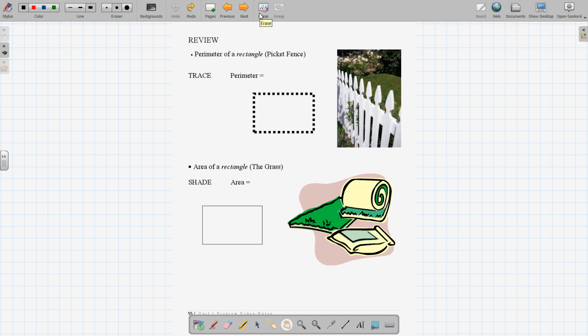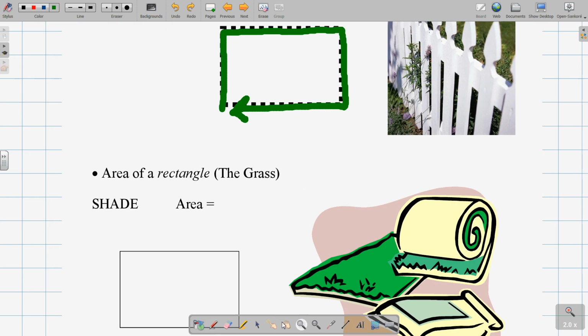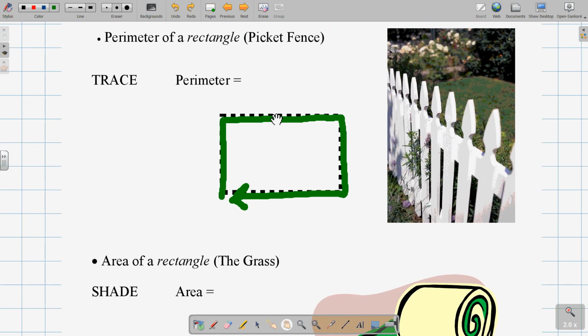Let's recap a couple things before we do an application of this. If I want to find the perimeter of a rectangle, I'd like you to physically walk it around, put a little arrow there. Trace the perimeter. Perimeter, think picket fence. You have two lengths, two widths. So perimeter, you walk it around. That's going to be length plus width, length plus width.